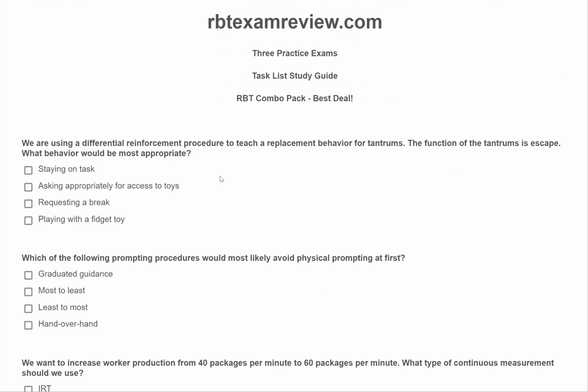Question 1. We are using a differential reinforcement procedure to teach a replacement behavior for tantrums. The function of the tantrums is escape. What behavior would be most appropriate? When evaluating these types of questions, especially when the function of the behavior is given, let's start thinking about how could we reinforce this behavior and what might we replace this behavior with.